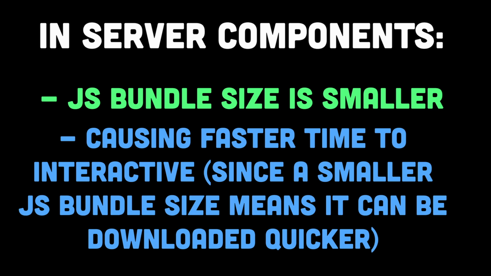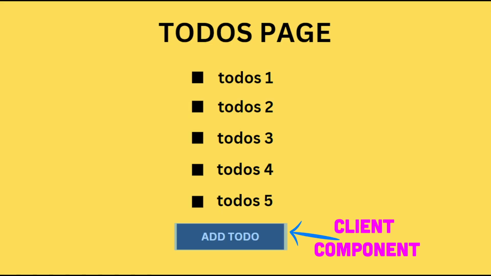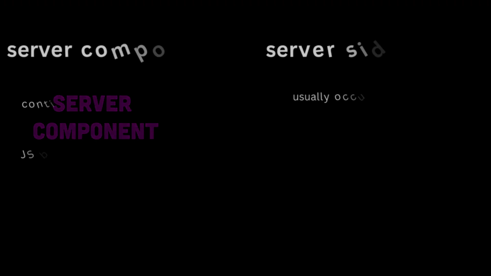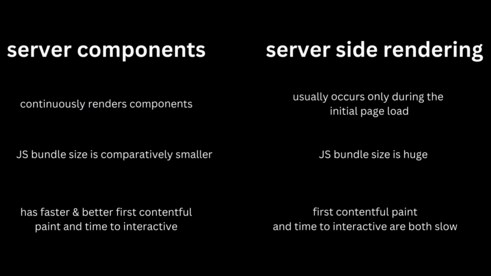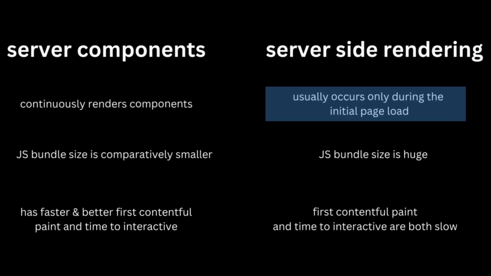Going back to our example, on the to-dos page, only the Add To-Do button needs to be a client component. The server can render the rest. The code for the button is going to be expectedly small and faster to download. So this button becomes clickable a lot earlier. So in conclusion, SSR and React server components are two different concepts. React server components continuously render components in the server as the user navigates around the app, whereas SSR performs server-side rendering only during the initial page load.